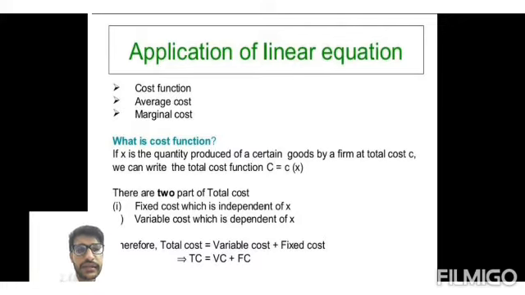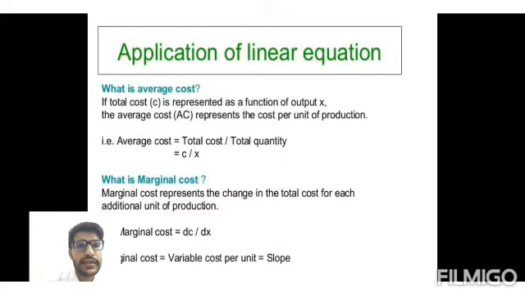Therefore, the total cost is TC, the variable cost is VC, and the fixed cost is FC, so TC is equal to VC plus FC. What is the average cost? The total cost C is represented as a function of output x. The average cost AC represents the cost per unit of production: total cost divided by total quantity, C upon x.